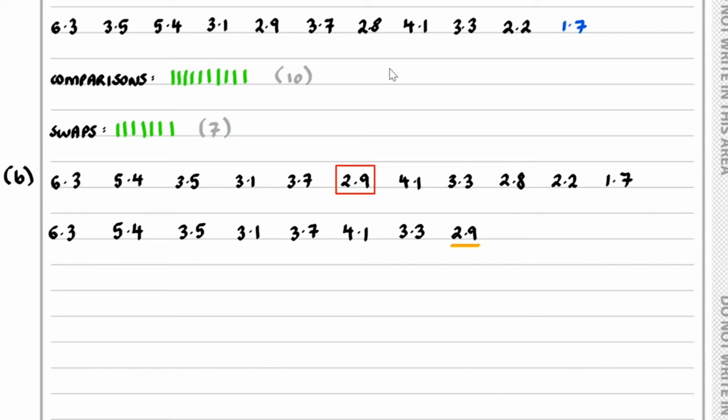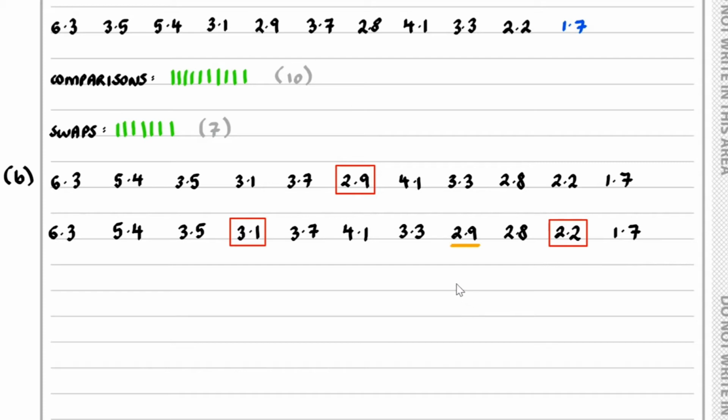And then we've got the remaining entries, the 2.8, the 2.2, and the 1.7. So that's this pass complete. Now we've got 2 sublists which we need to split down the middle. In this sublist we've got 1, 2, 3, 4, 5, 6, 7 entries. The middle of those will be the 4th. The 4th entry would correspond to the 3.1. And in this sublist, the middle entry will be the 2.2.